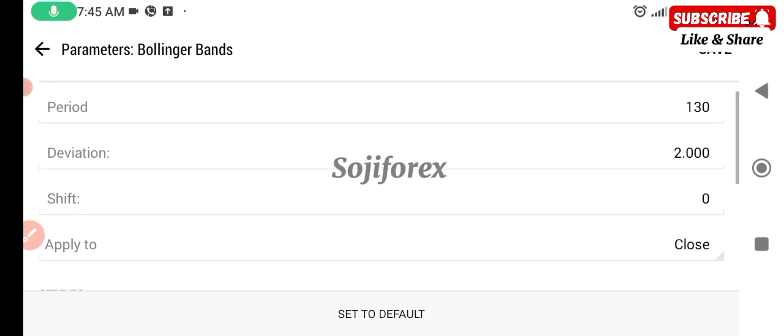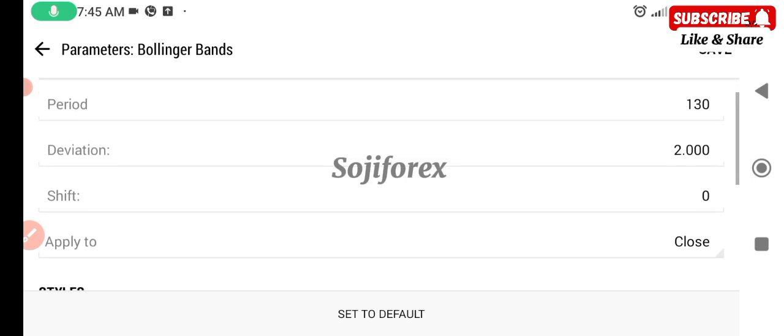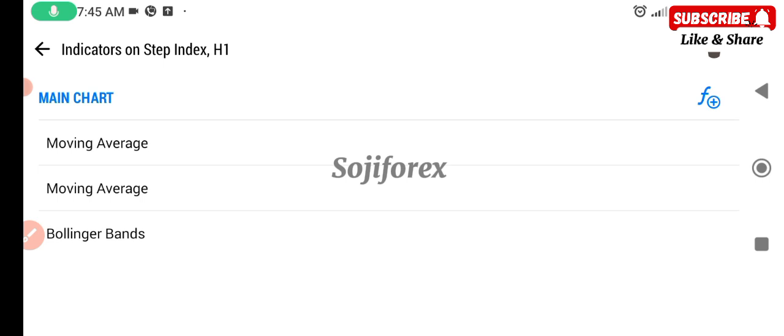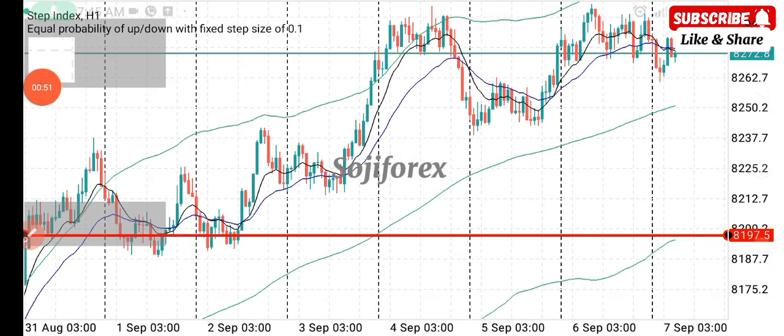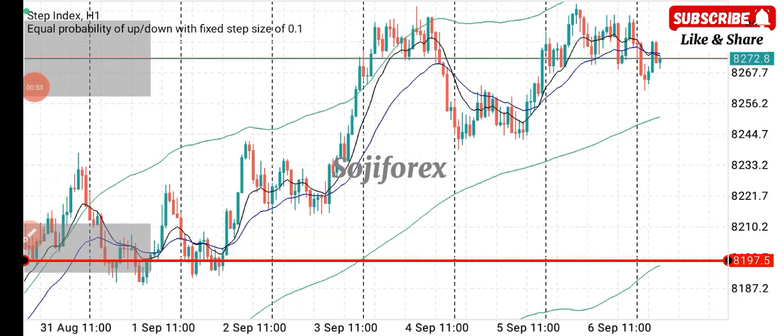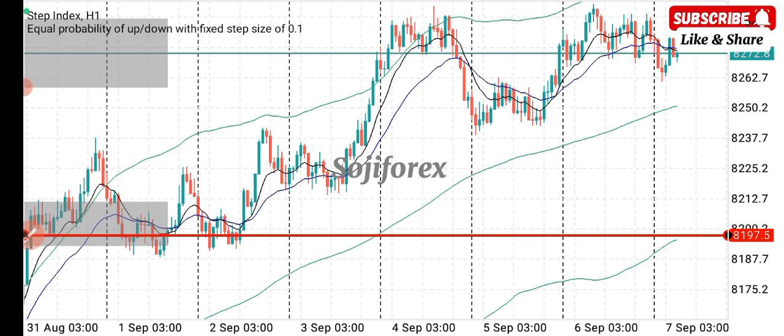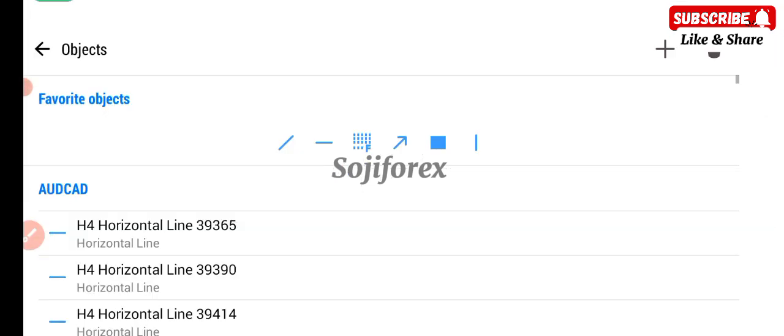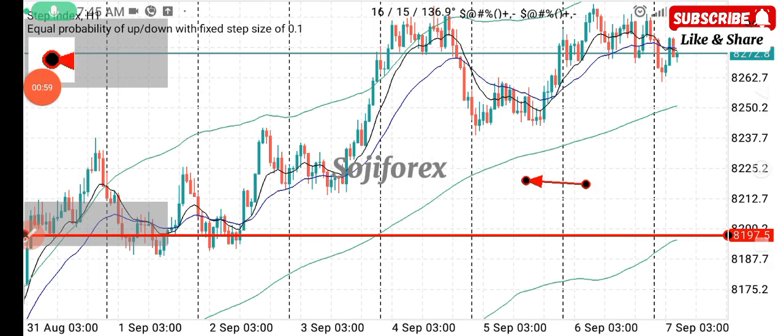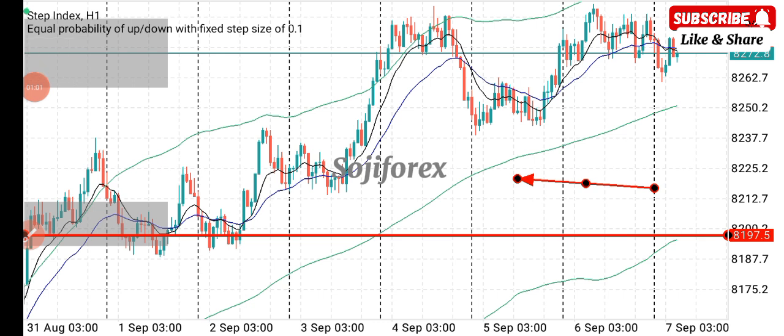While the third is a Bollinger Band. The period is 130, deviation is 2.0. You apply it to close. And if you have done that, your chart will be looking exactly like the way my chart is looking. Now, how do we take advantage of this in order to find our entry?